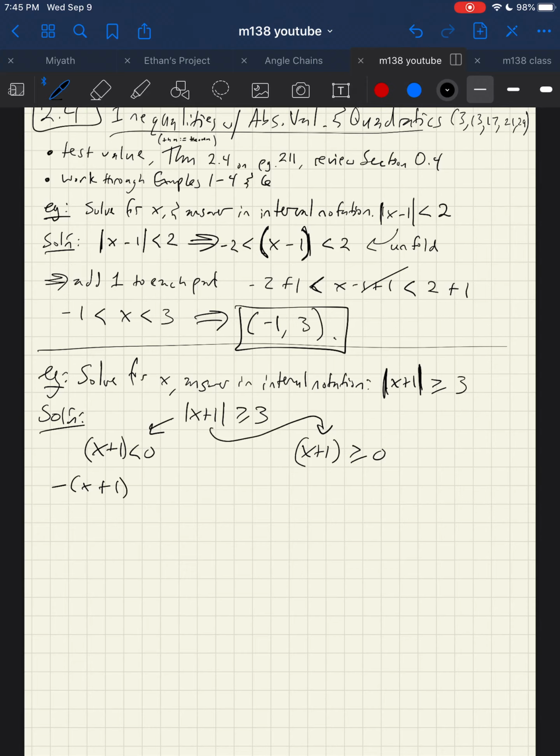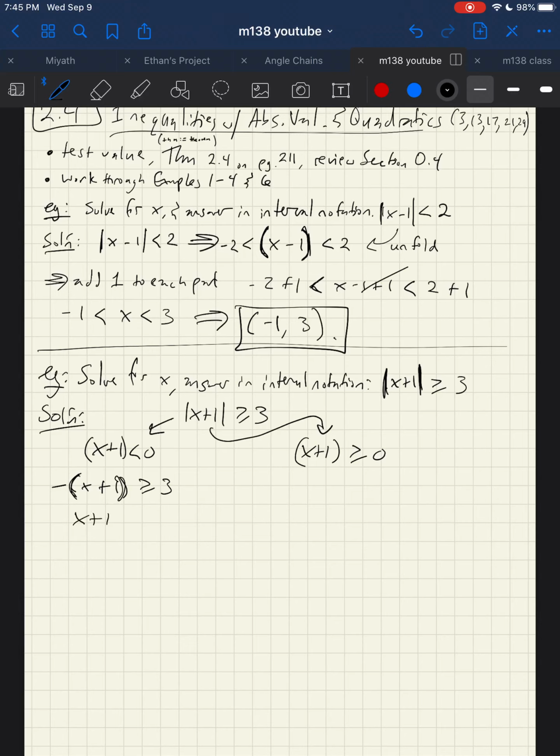Well, goodness. Negative x plus 1 is greater than or equal to 3, right? Because if the thing that's inside the absolute value is negative, then we multiply it by a negative to get the absolute value out of it. And so here, now I want to solve for x.